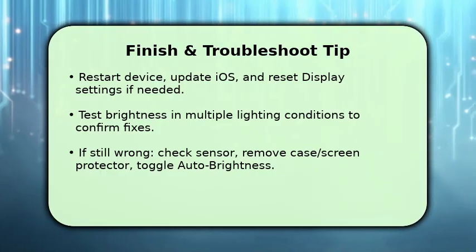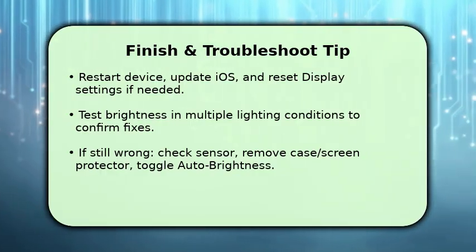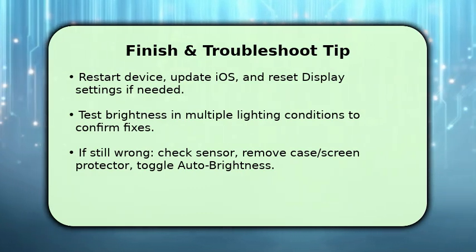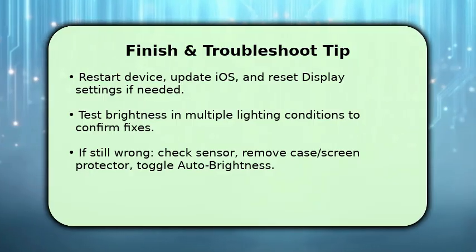Troubleshooting tip: if brightness remains incorrect, make sure nothing blocks the ambient light sensor. Remove a thick case or tinted protector. Toggle auto brightness off and on, if needed.